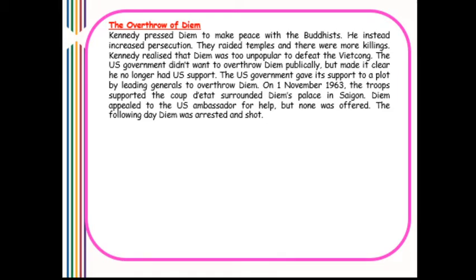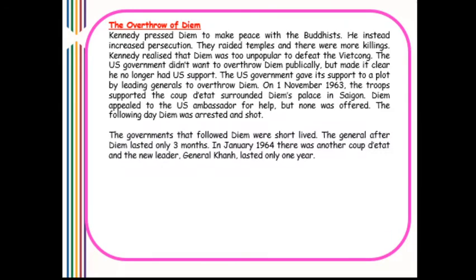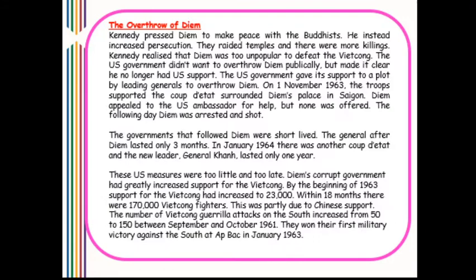And on the 1st of November 1963, the troops supported the coup d'etat, so coup d'etat is kind of a military overthrowing of the government, and surrounded Diem's palace in Saigon. Diem appealed to the US ambassador for help, but none was offered. The following day, Diem was arrested and shot. The governments that followed Diem were very short-lived. The general after Diem lasted only 3 months, and in January 1964 there was another coup d'etat, and the new leader, General Khan, lasted only a year. So there was a lot of political instability in South Vietnam.